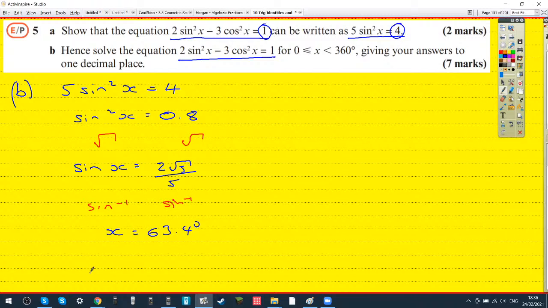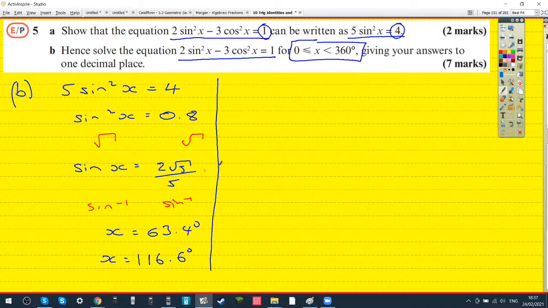116.6. Is that all the solutions? Do I keep going? Well, it's between 0 and 360. So 180 minus 116.6 would still work. That'll give you 63.4. Yeah, so it worked. Yep. So those are correct. Okay, it's the same answer.